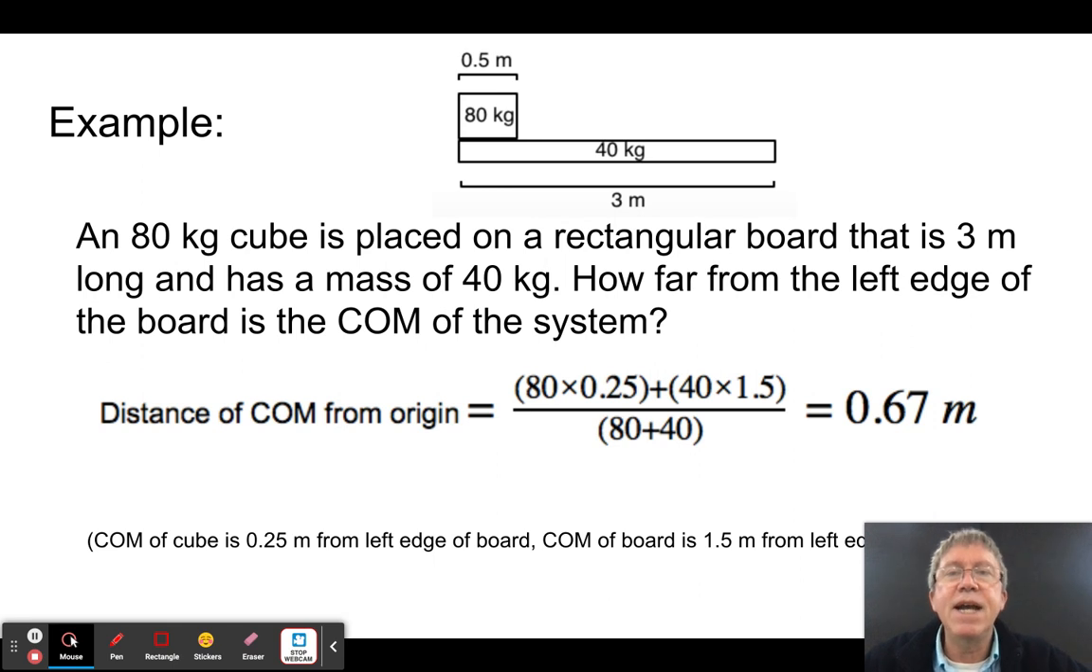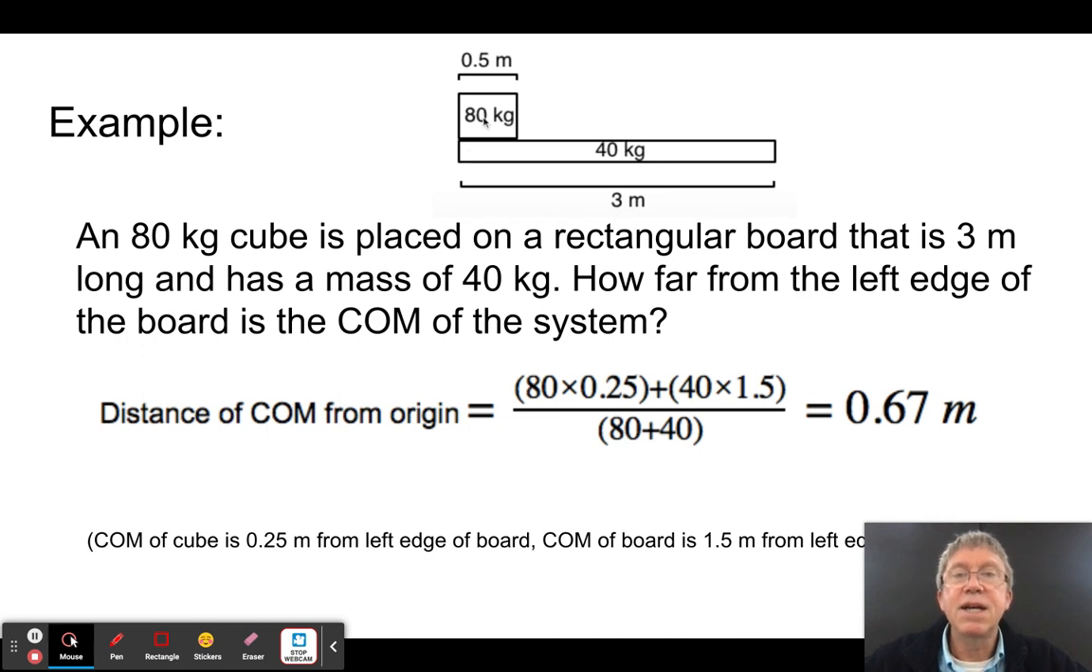Okay, so I have an 80 kilogram cube that is placed on a 40 kilogram board. The board is 3 meters long. The 80 kilogram cube is half a meter across. So I want to know where is the center of mass with respect to the left edge of this board. Okay, so I'm going to make this my origin.